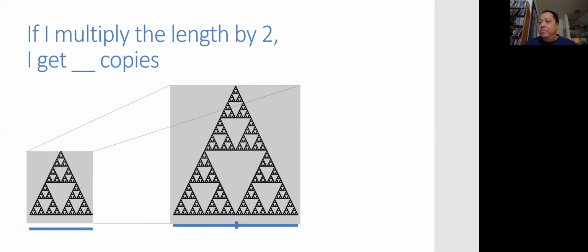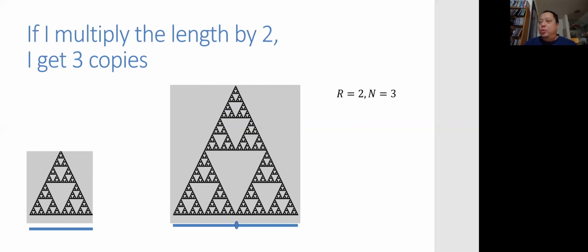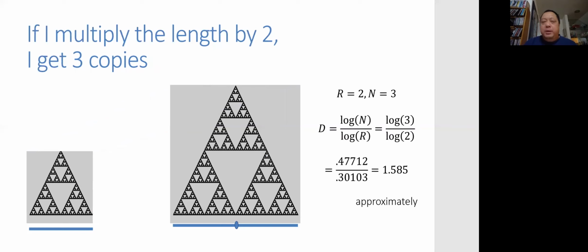Here's the larger magnified Sierpinski triangle after I multiplied the length by 2. Here's 1, 2, 3. So for R equals 2, I have N equals 3. I plug that in the formula for D, and I punch it in the calculator. I get 1.585. So the Sierpinski triangle has dimension 1.585.